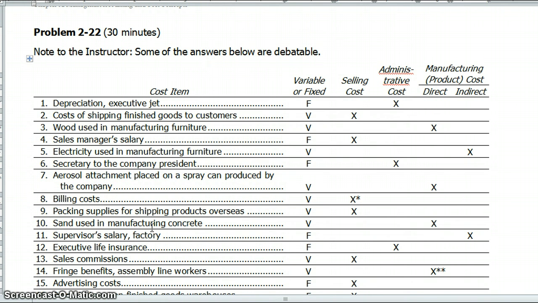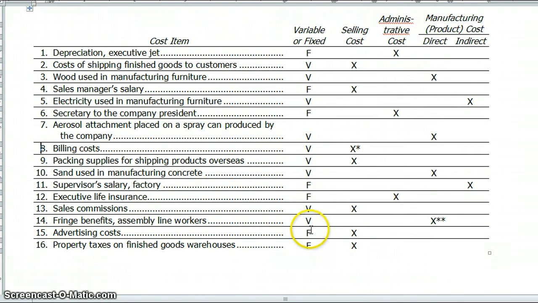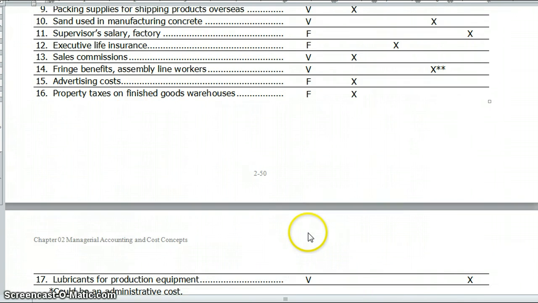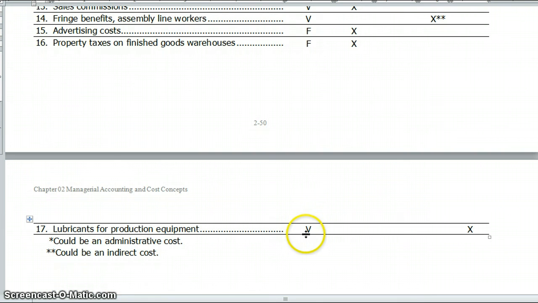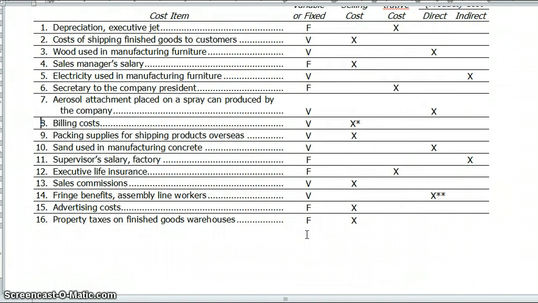Number eight, billing cost. This is a different type of one that could either be classified as selling or administrative. Billing is typically an accounting function. You might consider it administrative. The solution manual here has it labeled as selling, the reason being that, with the asterisk, they say it obviously could be an administrative cost.